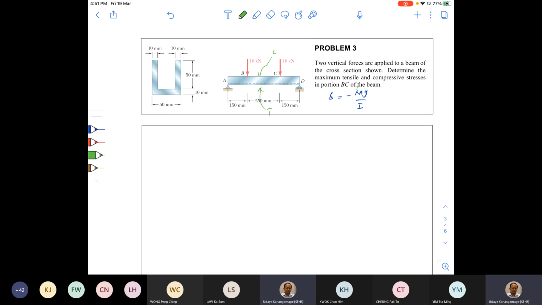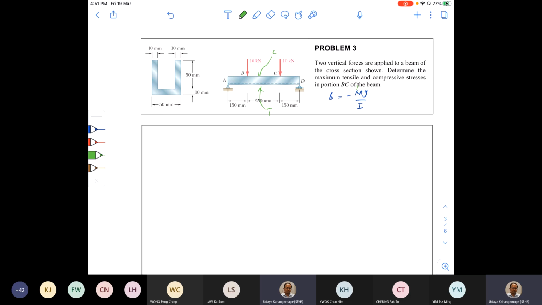Yes, to find out the y, we need to locate the centroid of this section. I don't know y. I also don't know I. So all three we need to find out. Okay. So first we'll try to locate the centroid. Once you locate the centroid, we can write the value of I easily.